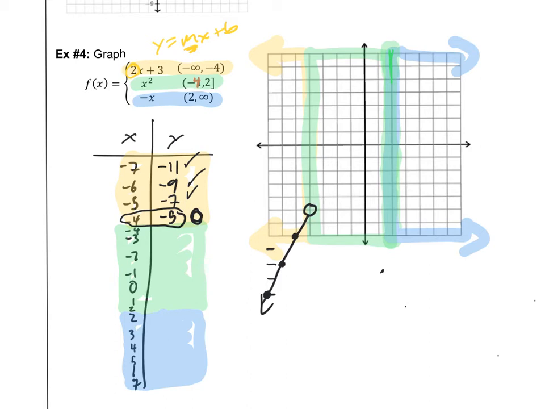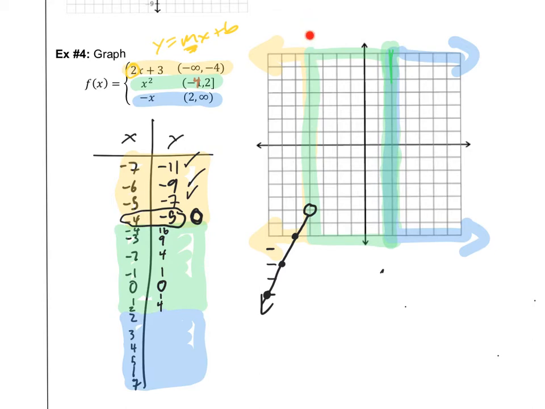Okay? So now we're going to do the same thing with the green function. We're just going to take these numbers and plug them into the green. That's it. So first one is negative 4. Negative 4 squared, negative 4 times negative 4, is positive 16. Negative 3 squared is positive 9. Negative 2 squared is positive 4. Negative 1 squared is positive 1. 0 squared is 0. 1 squared is 1. And 2 squared is 4. Okay. So at negative 4, we're up here at positive 16.